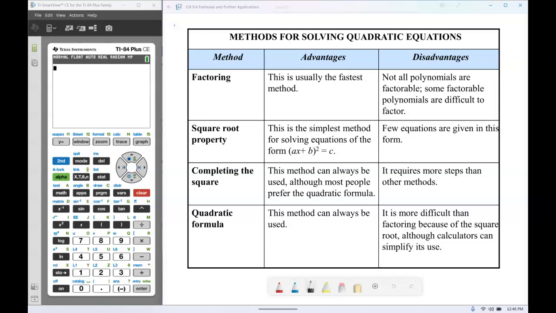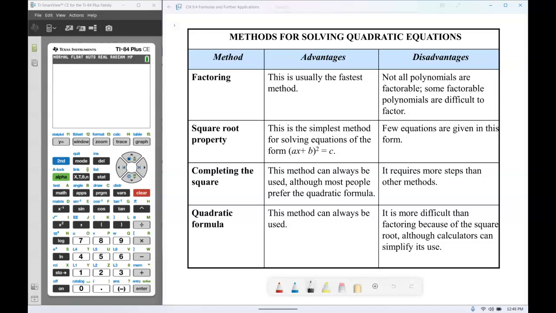Square root property is the easiest, but it requires your quadratic to be in vertex form, and very few times are we given quadratics in vertex form, so it's not reliable. Completing the square is what we use to get our quadratics in vertex form, so we can use square root property, but it is the most time consuming.